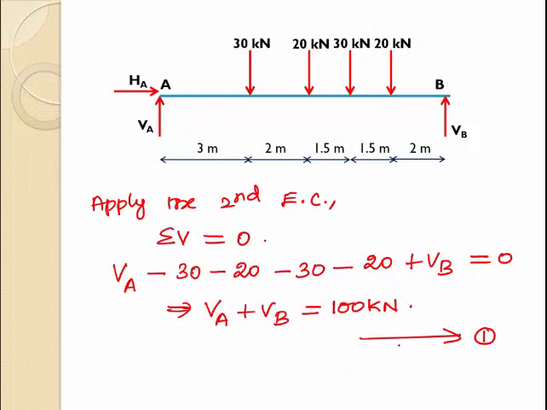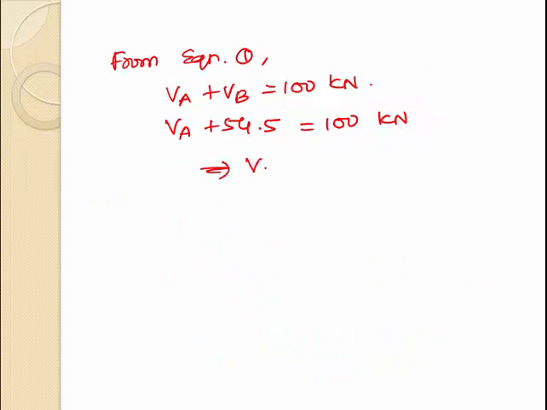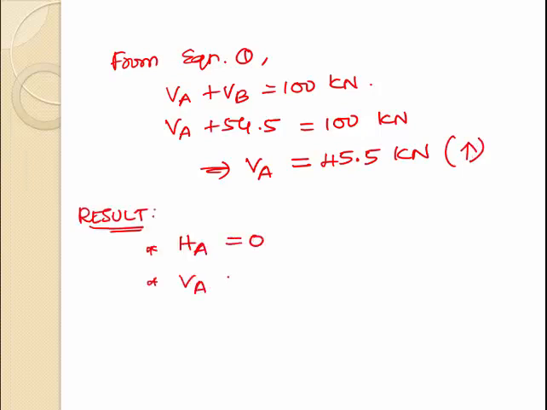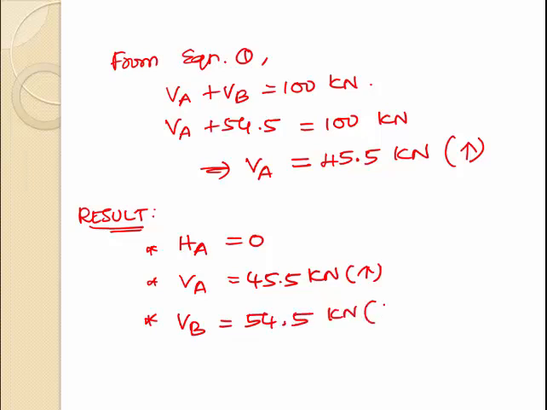So already we have one equation, that is VA plus VB is 100 kilonewton. From equation 1, VA plus VB is 100, and the VB value is 54.5. So the value of VA is 100 minus 54.5, that is 45.5 kilonewton. HA is 0, VA is 45.5 kilonewton in the upward direction, and VB is 54.5 kilonewton in the upward direction.